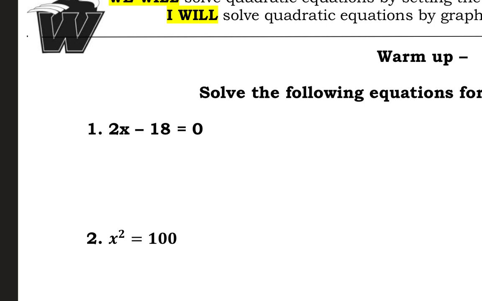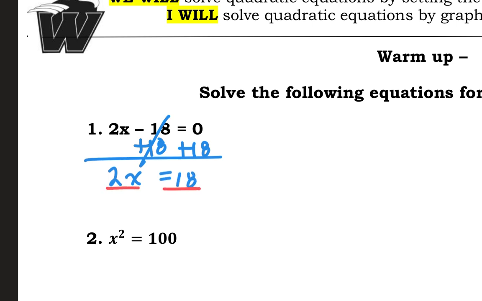All right, so plus 18 and plus 18. So we're going to add 18 here. We're going to add 18 here. So you're left with 2x equals 18. What should we do now? Divide by 2. So x has a value of 9.